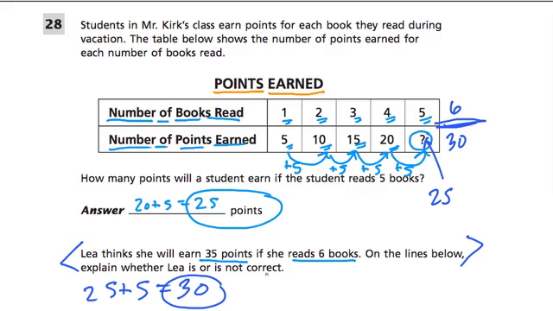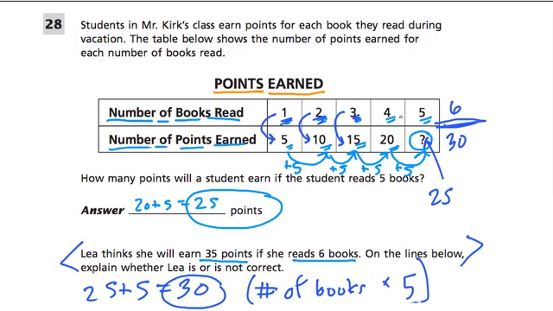You could show a shortcut that you're multiplying. So to figure out the number of books and points and the connection between them, especially to calculate the number of points, take the number of books you read, right, and then multiply by 5. If you notice, right, if you read one book, 1 times 5 is 5. If you read 2 books, 2 times 5 is 10. If you read 3 books, 3 times 5 is 15, and so forth.